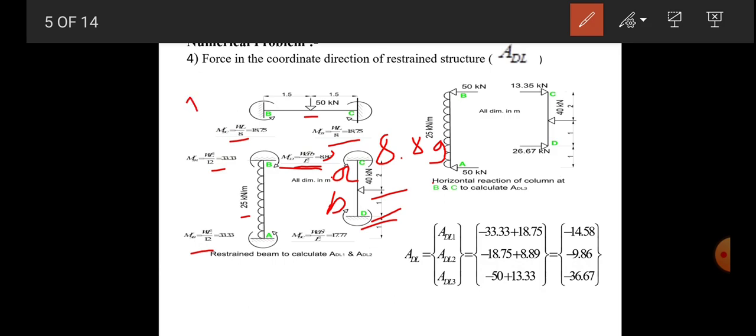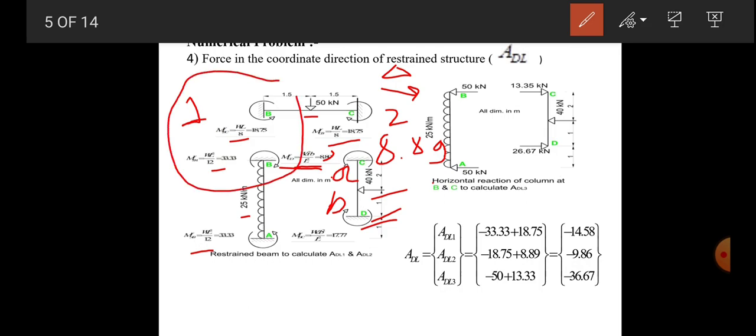Okay, so now we are interested in the coordinate direction. Our first coordinate is theta B here, the second coordinate is theta C, and one more coordinate which is a horizontal delta. So in that direction, the forces acting by keeping the structure restrained, that we have to find out. Let's find out at one.